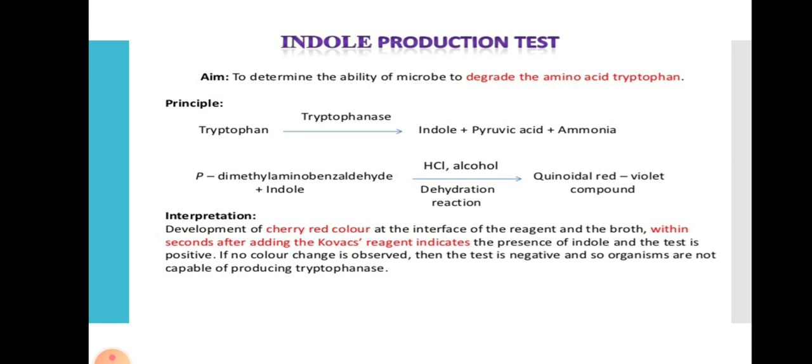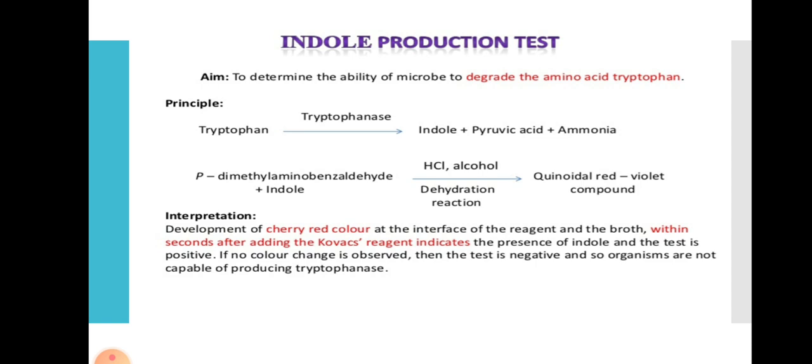Interpretation: development of cherry red color at the interface of the reagent and the broth within seconds after addition of Kovacs reagent indicates the presence of indole, and the test is pronounced as positive. If no color change is observed, then the test is negative, and the organisms are not capable of producing any tryptophanase enzyme. E. coli is indole positive while Enterobacter aerogenes is indole negative.